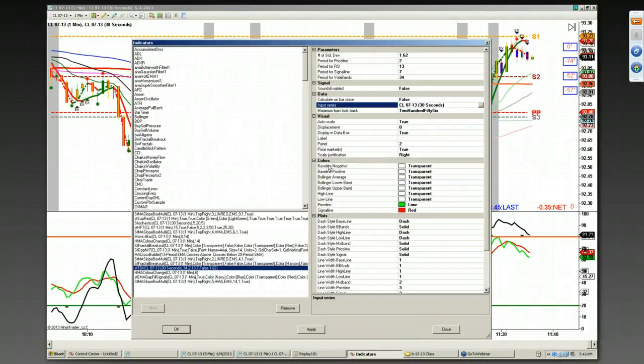Now, I've taken all of these lines that were part of the TDI indicator, the baseline negative, the baseline positive, the Bollinger Bands, all of that, I've made transparent. I don't want to look at all of that. It drives my brain crazy. I want to look at the RSI.